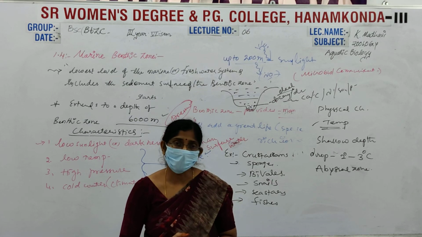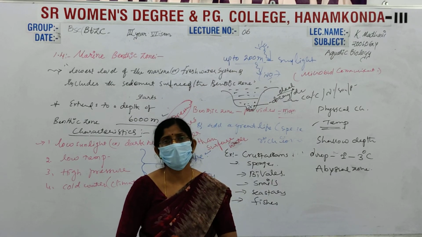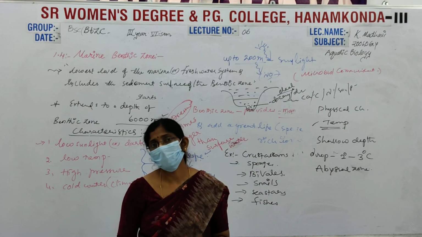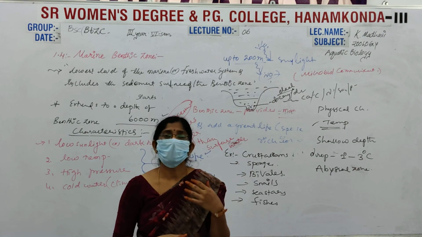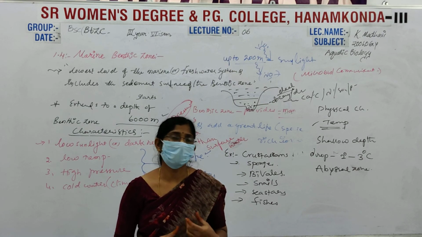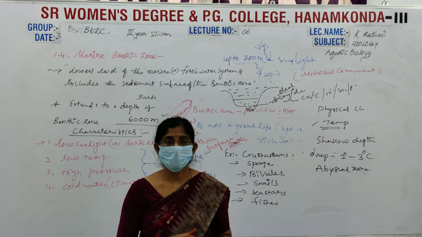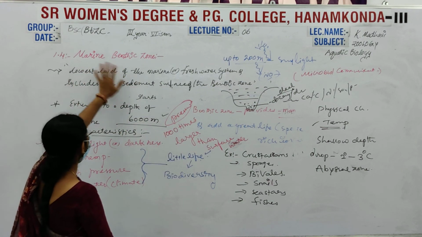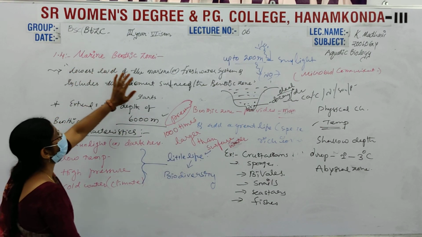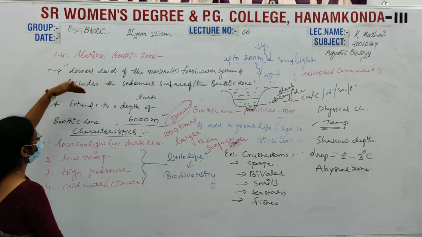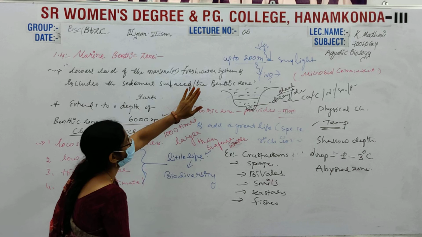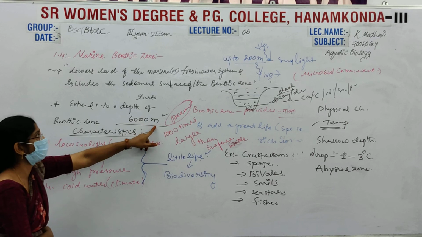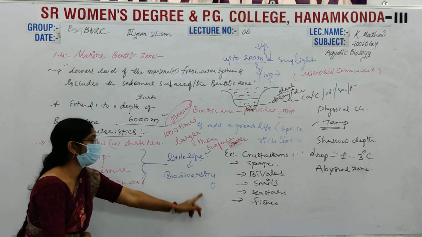Moreover, carnivorous and omnivorous organisms live in the benthic region. When these animals die, the most important decomposers, the scavengers, show their action. This is about the marine or freshwater benthic zone. The benthic zone means the lowest level of marine or freshwater systems, which includes the sediment surface. It extends to a depth of 6,000 meters.